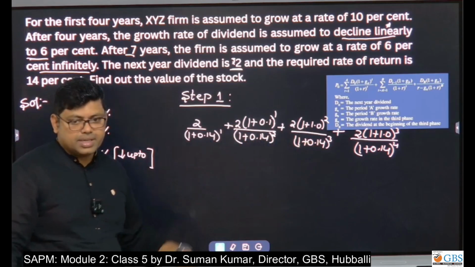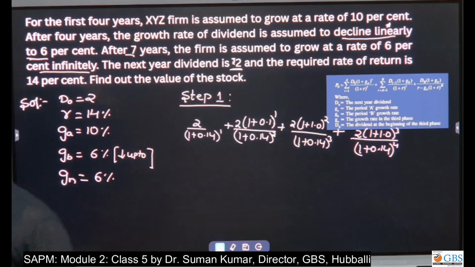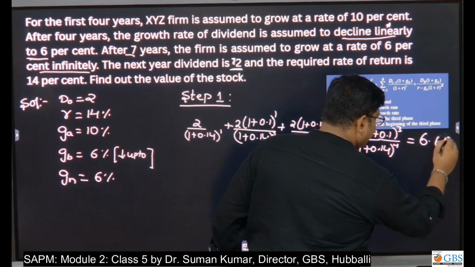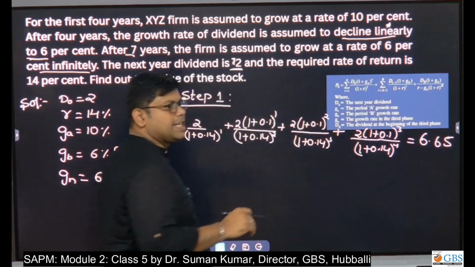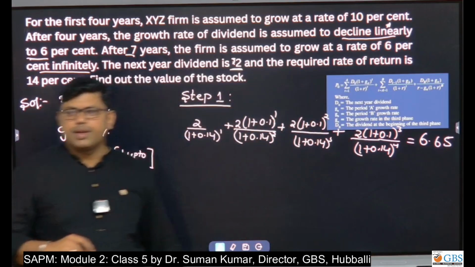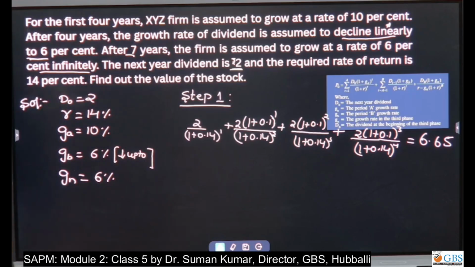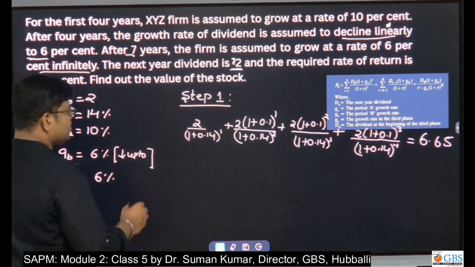So what is the value? Can anyone say the answer for this, step by step? 6.65. Done. Shall I go with the second step? Step 2.